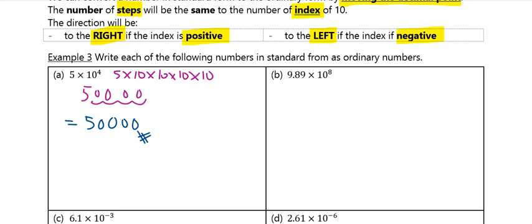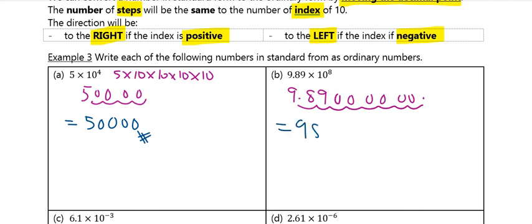So let's do part B. Same thing, 9.89, but here how many steps are there? You are going to move 8 to the right. So 1, 2, 3, 4, 5, 6, 7, 8. You put the decimal point over here, and you put the zeros in between, and you will have 9, 8, 9. How many zeros are there? 6. 1, 2, 3, 4, 5, 6. So this is basically 989 million, right? That's for part B.